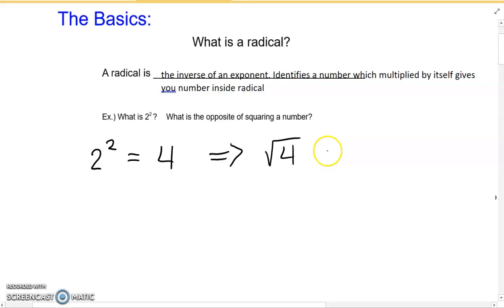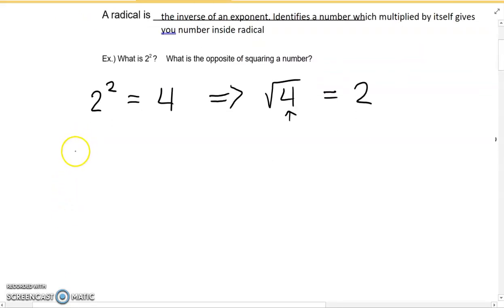But the square root of 4, as we know, is going to be 2. That is, the number 4 is going to be the number, 2 is going to be the number which multiplied by itself is going to give us the 4. So that's the idea behind radicals and square roots. Now let's look at a couple other ideas here that we need to do before we get to some examples.